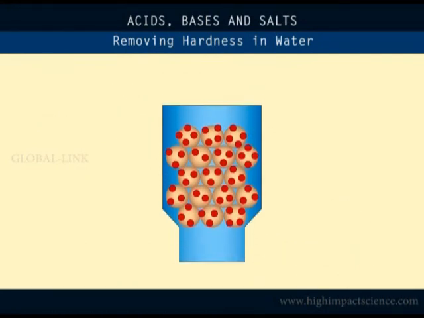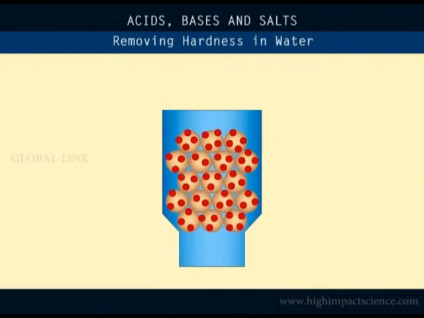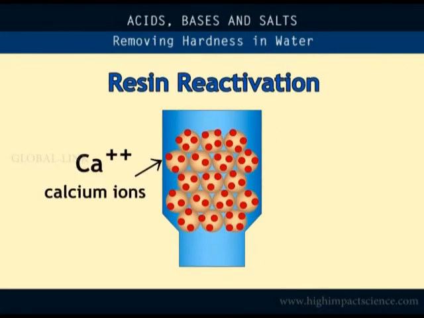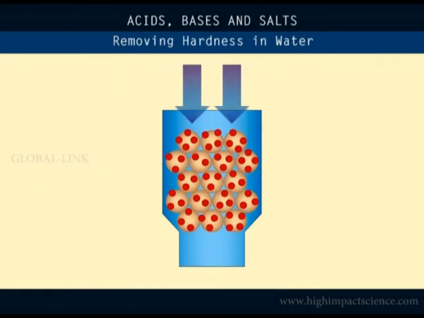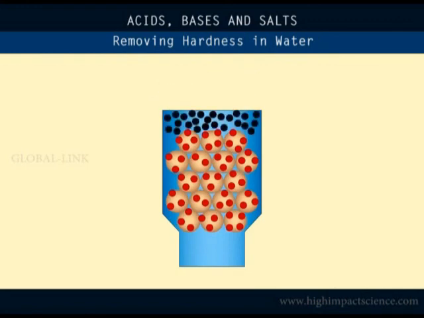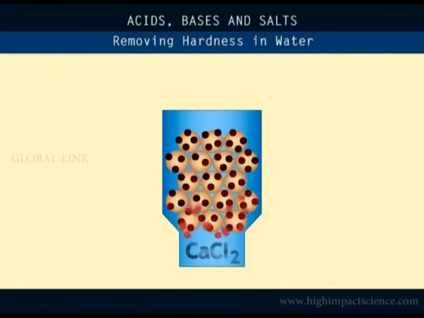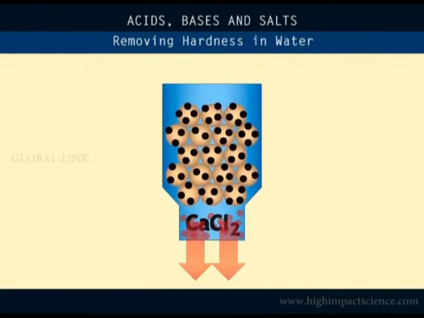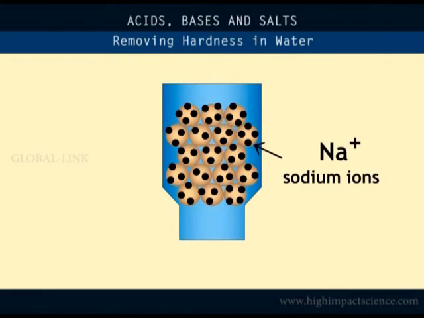Obviously, after some time, the resin gets full of calcium ions and has to be reactivated. And to do that, we pour concentrated sodium chloride. Very high concentration so that it's high enough to reverse the reaction, and calcium chloride comes out in solution. And the column is again full of sodium ions and ready for use.